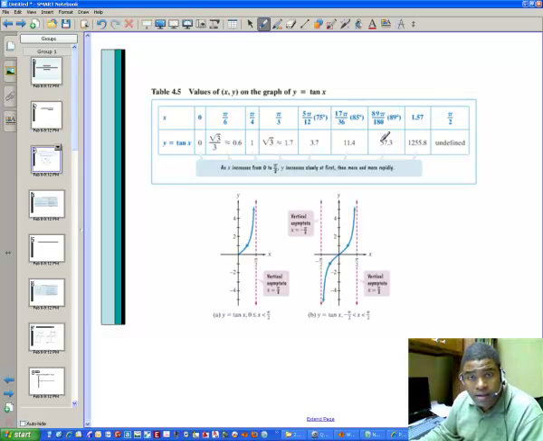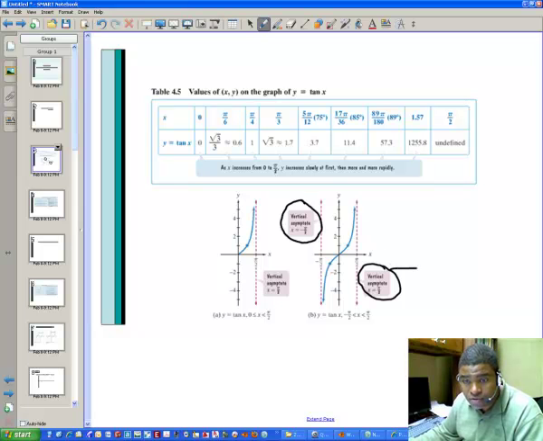As we begin to look at that particular graph, you'll notice that there's a term called vertical asymptote. And what that term actually means is that the graph does not exist at those x values.